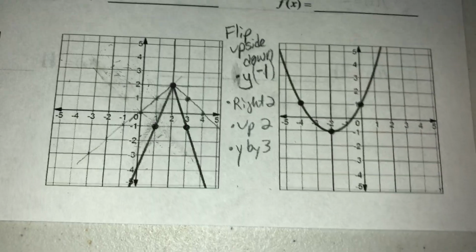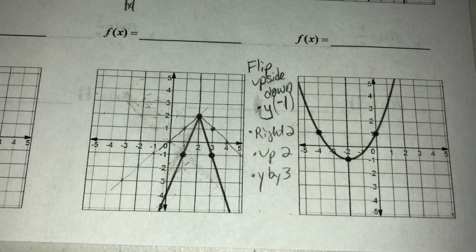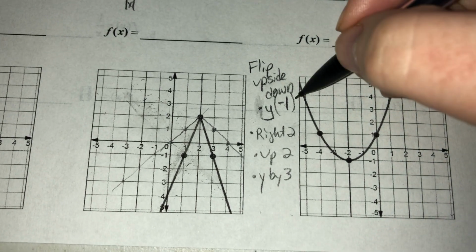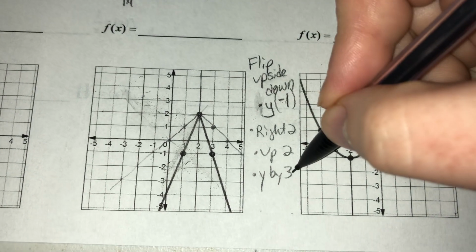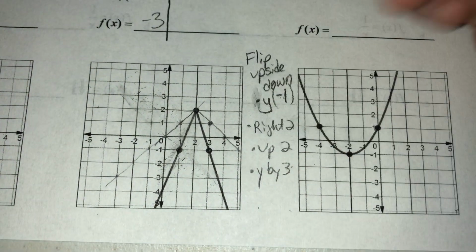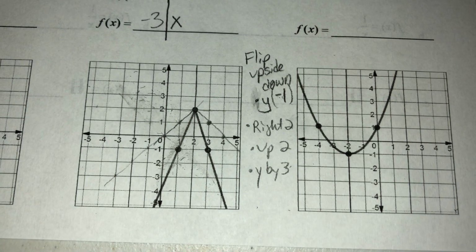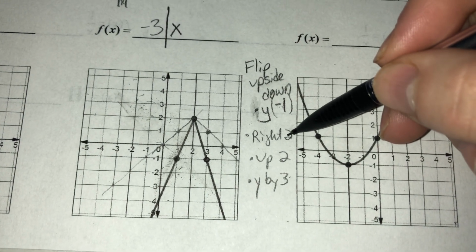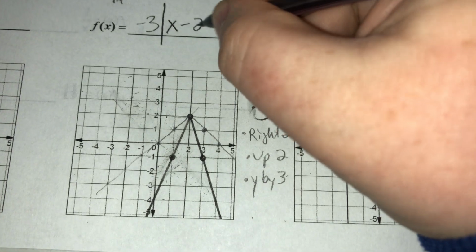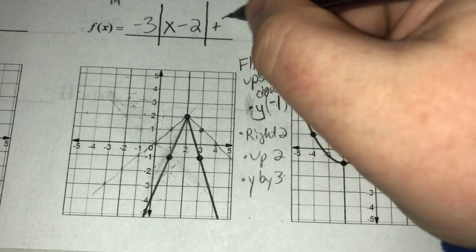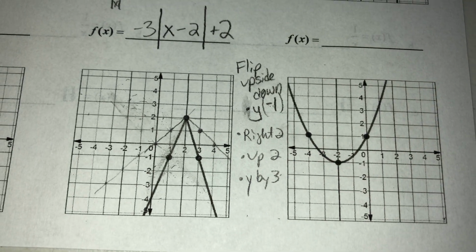So let's put this all together. I know it's going to be an absolute value. Anything I'm doing to the y's is going to happen outside of that absolute value. So I'm going to multiply by -3 on the outside. Then I'm going to have an absolute value bar, and put in an x. I want to go to the right 2, so that means I'm going to have a -2 in there. I'm going to close it, and then I want to go up 2, so I'll put a +2 on the outside.